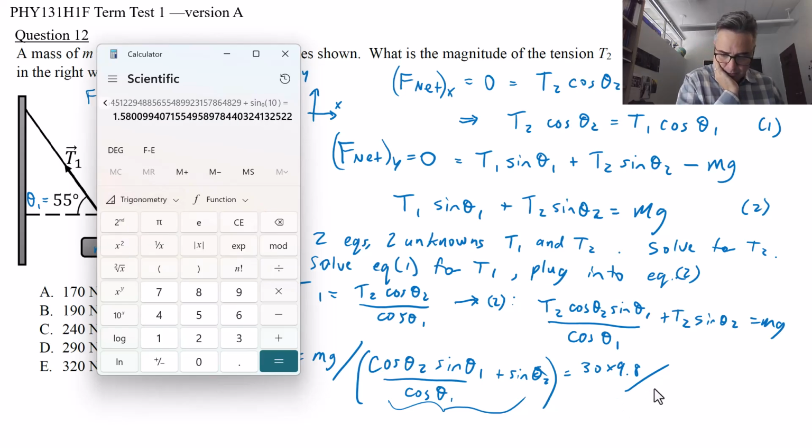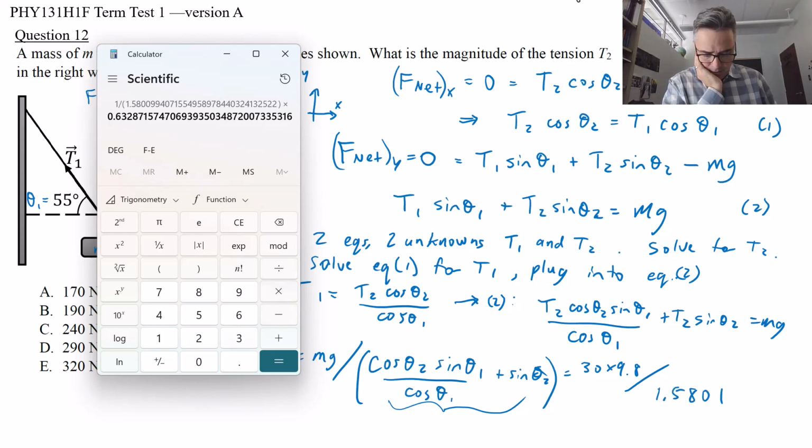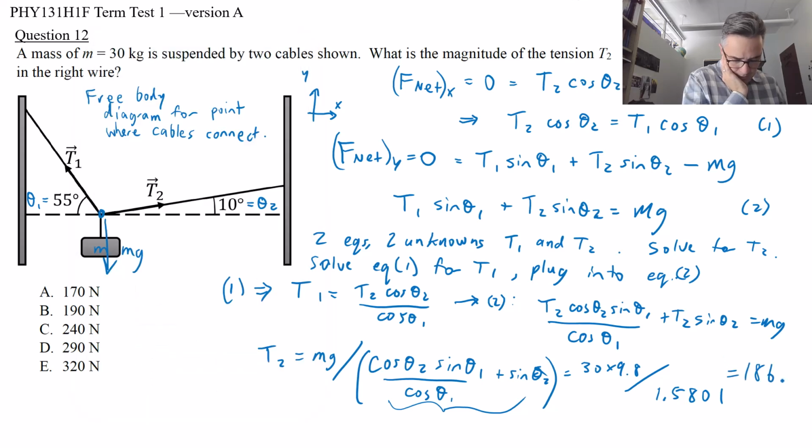So this is divided by 1.5801 times 30 times 9.8 equals 186 newtons, and that is closest to B, 190.